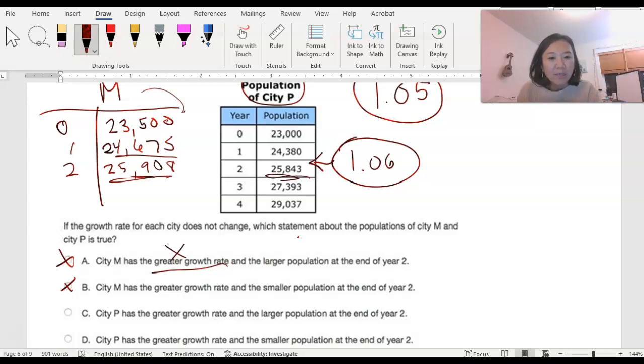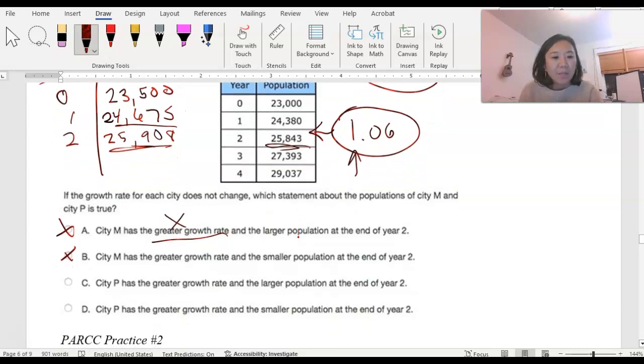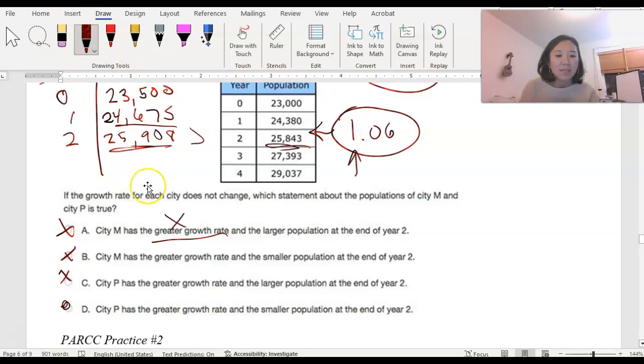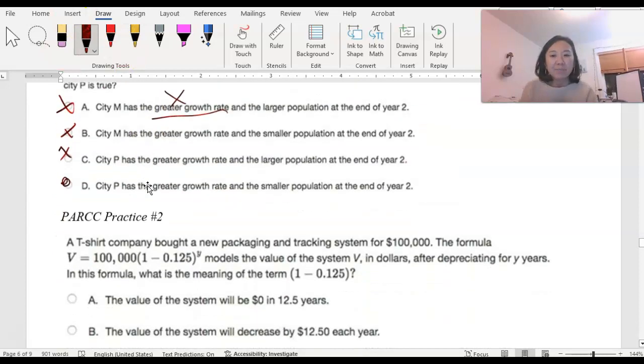So city P does have a greater growth rate, but not a larger population, right? City P has a greater growth rate of 6%, but this population is less than this in year 2. So this is not true, which means city P has a greater growth rate and a smaller population, right? 25,843 is less than, nope, I did that backwards, greater than this. This population is less than this population. So this population is greater than this population. And so your correct answer is D.